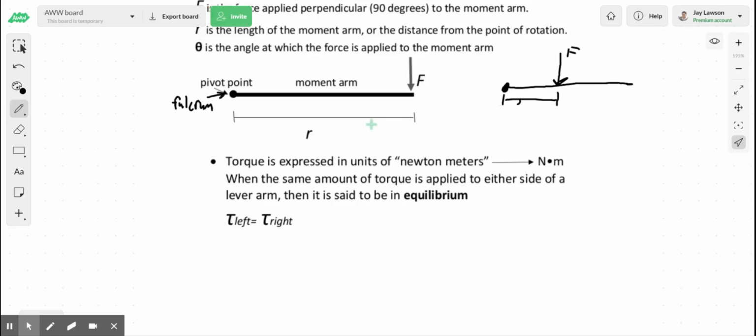And we represent the distance between the fulcrum or pivot point and the force applied, the length of the moment arm, with the lowercase letter r. Why an r and not a d? Well, like I said, this has to do with rotational motion. If we were to push this and rotate it about that pivot point, r is going to be the radius of that circular motion. So we say that distance is r.